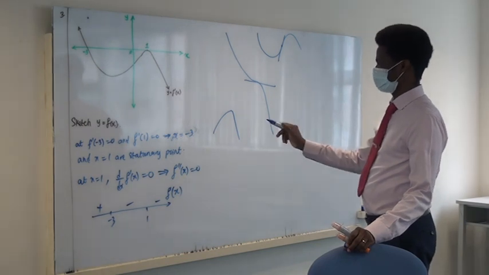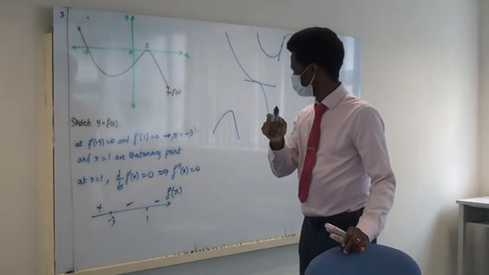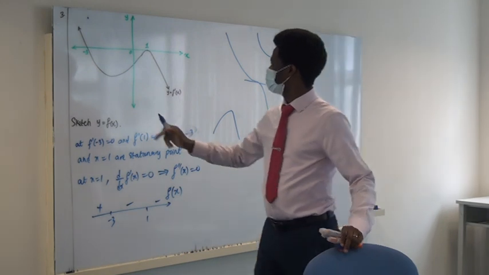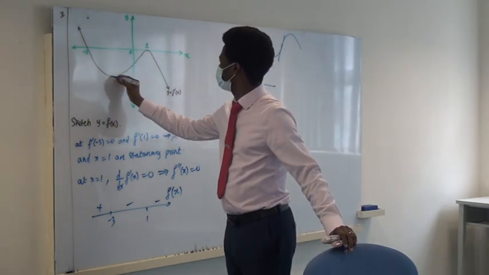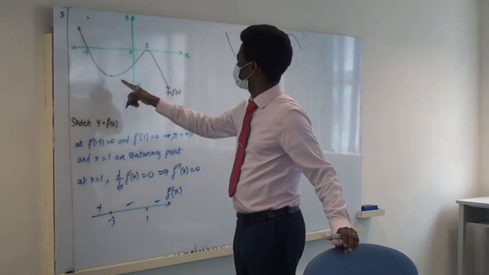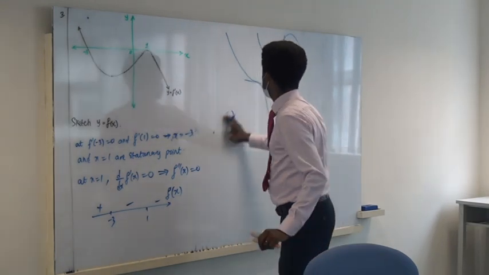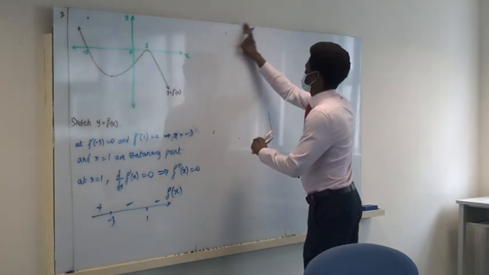The other turning point. Say that again? The turning point between -3 and 1. Is that another point of inflection? There's another turning point here. True, yes. There's a turning point here. The turning point of your f prime of x.